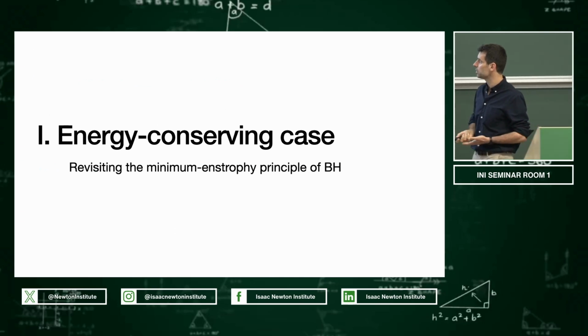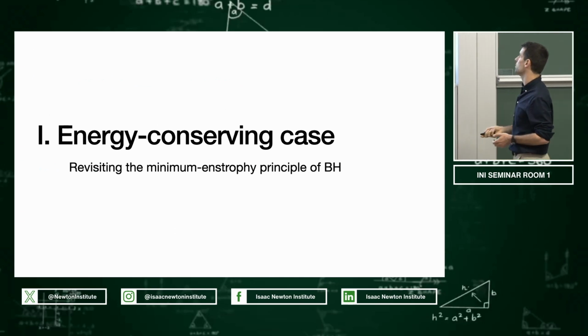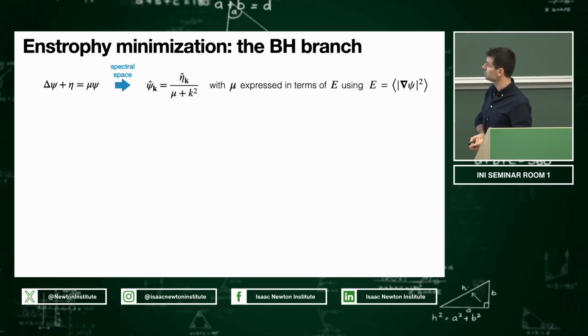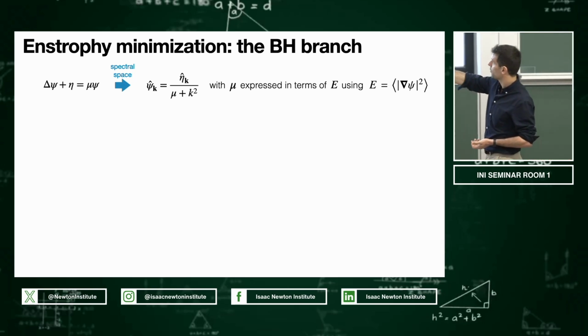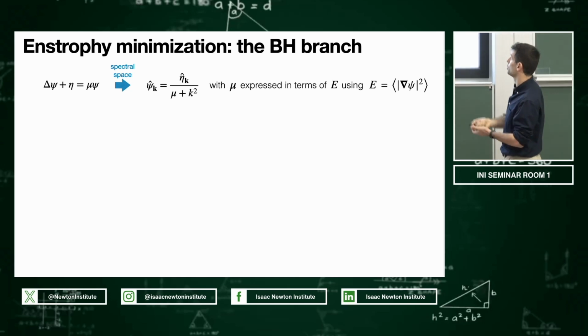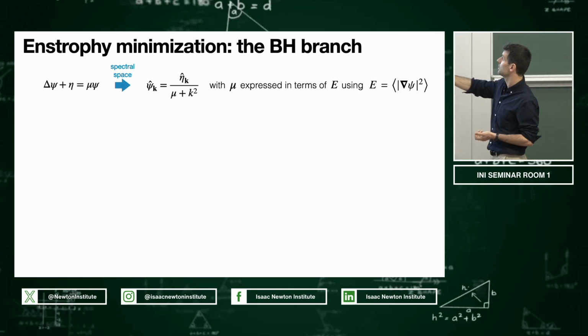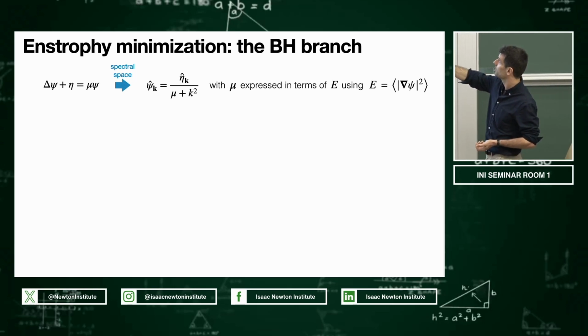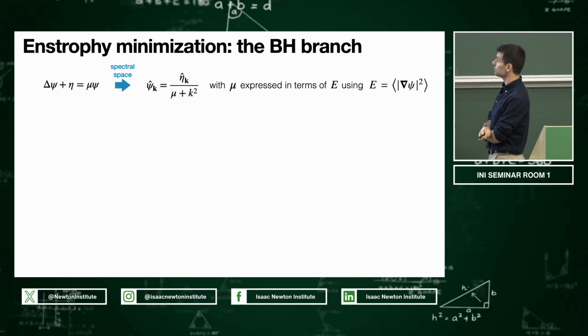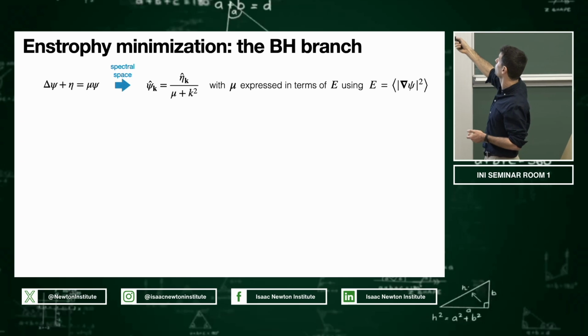Okay, so let's start with the energy-conserving case and revisit the minimum-enstrophy principle of Bretherton and Haidvogel. Okay, so that's what we obtain from minimizing entropy, right? That's the solution to the variational problem. And this is easily solved in Fourier space, right? This is linear in psi. So you can go to spectral space. The hat here is the Fourier transform, and the Laplacian is just minus k squared. So psi hat of k is just eta hat of k divided by mu plus k squared. Again, at this stage we don't know mu, but we can express the energy as grad psi squared and invert this relation to get mu in terms of E.